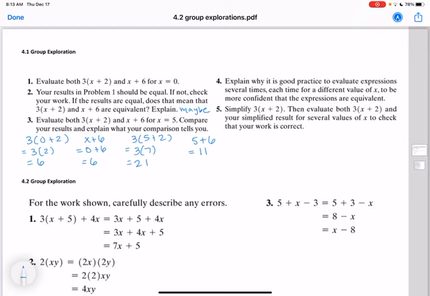So number 5 says now go ahead and simplify 3 times the quantity x plus 2, and then evaluate both the original and your simplified version with several values to make sure that your work is correct. Okay, so go ahead and hit pause, come back when you're ready.